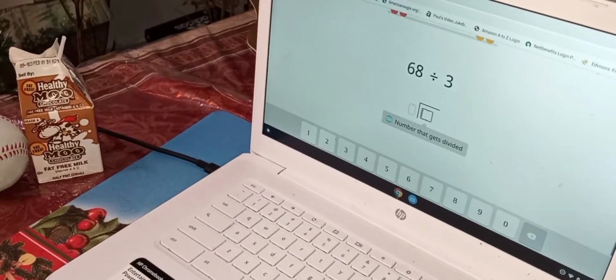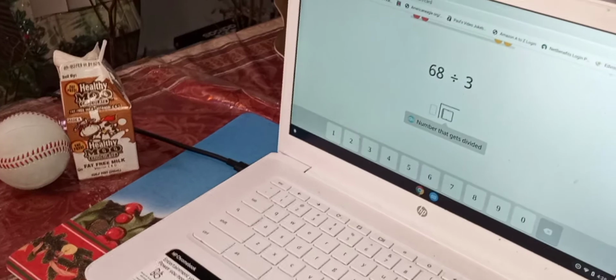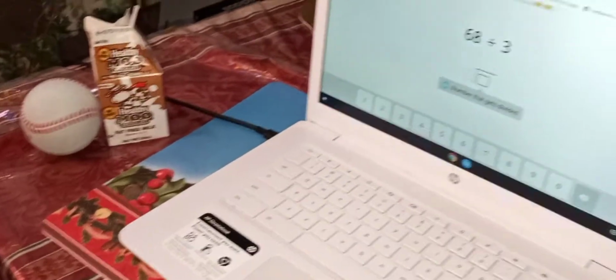Right, 68 divided by 3. Stop pinching it. Come on. I'm not pinching it.